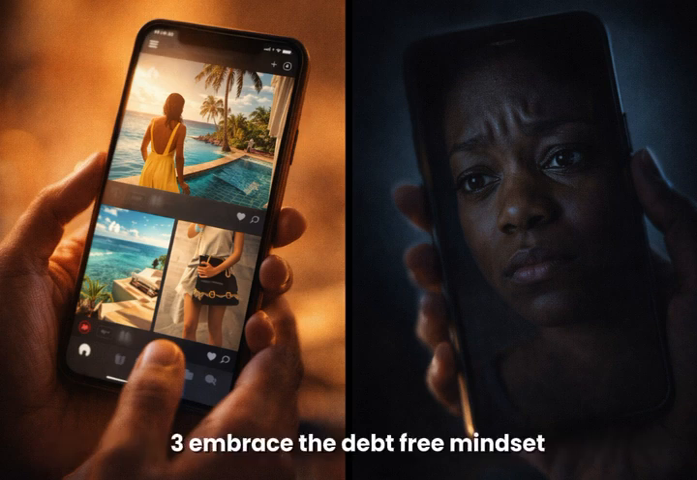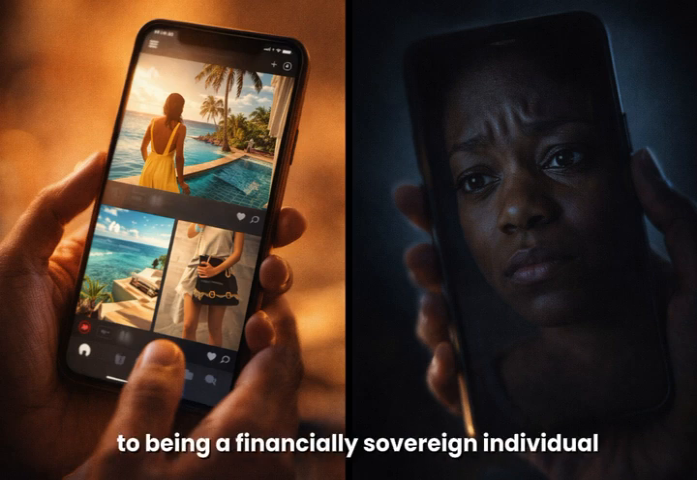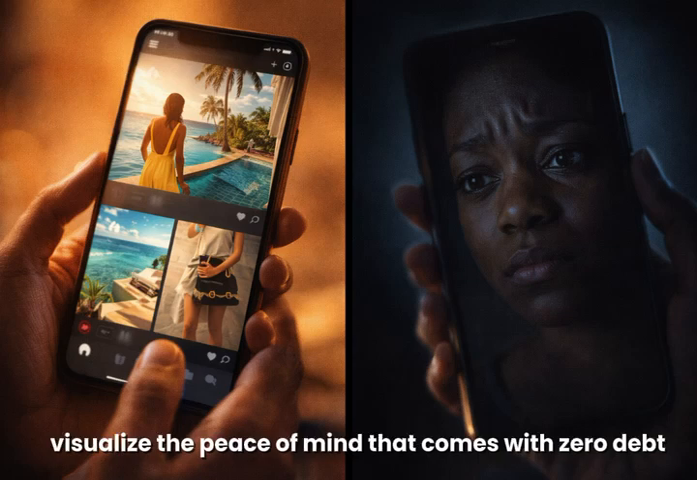3. Embrace the debt-free mindset. Shift your self-image from being a borrower to being a financially sovereign individual. Visualize the peace of mind that comes with zero debt.